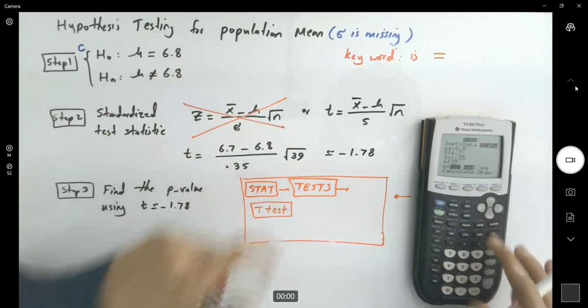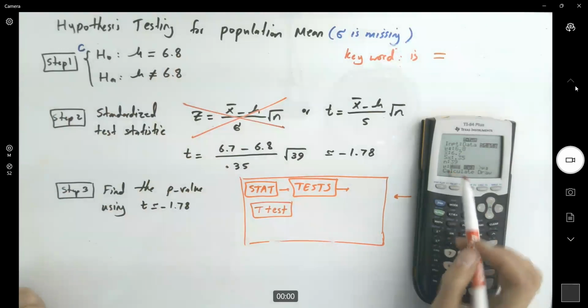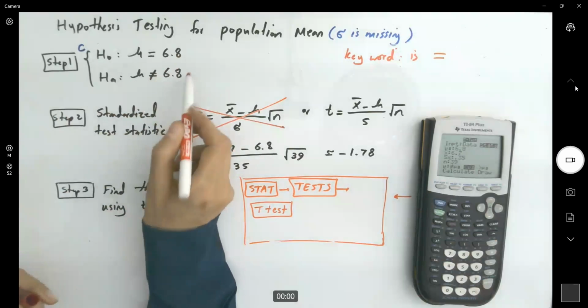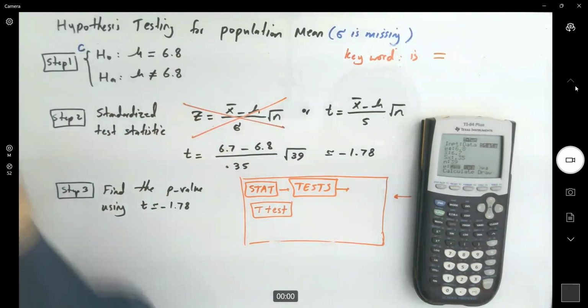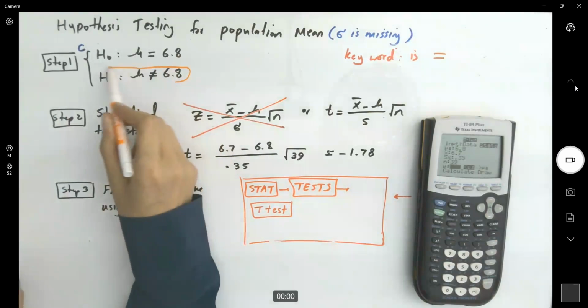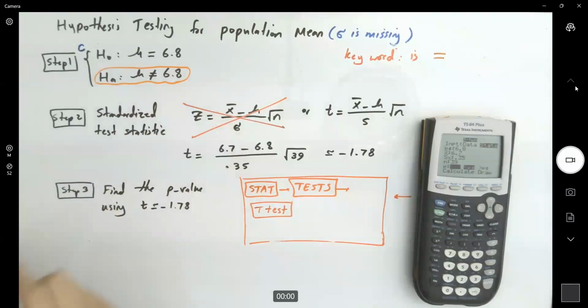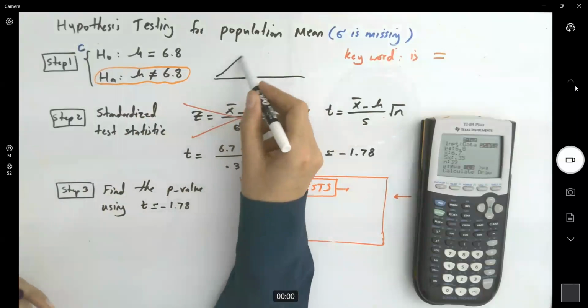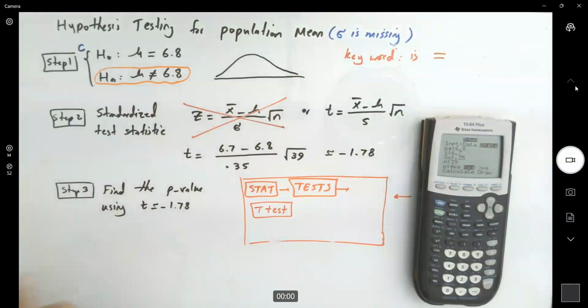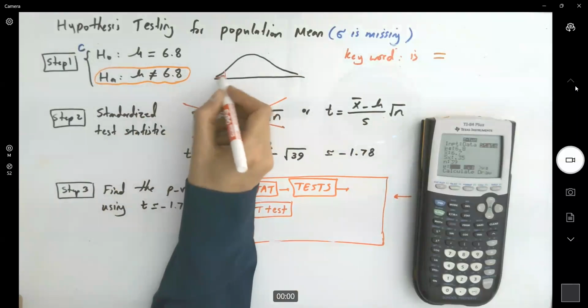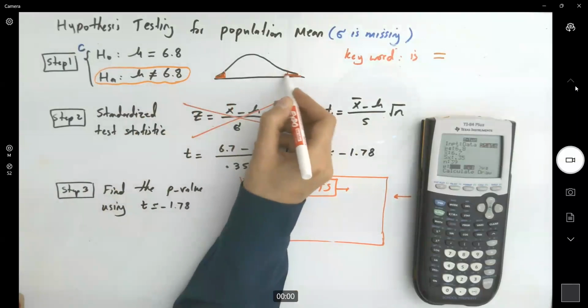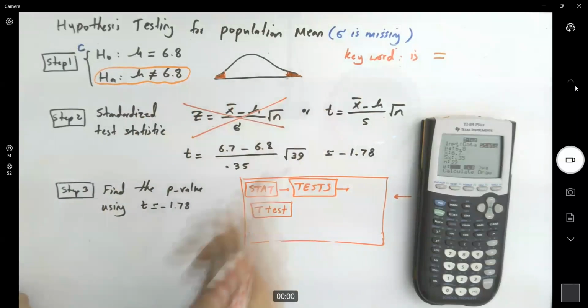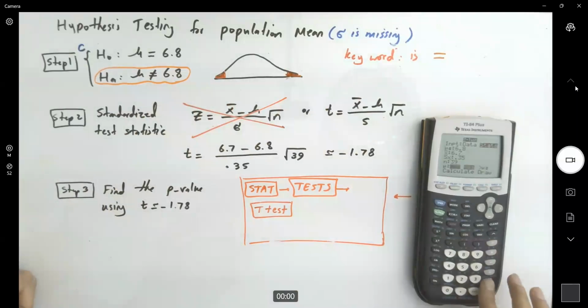And then now you have a two-tailed test. Why is that? Because it says not equal to. When it says not equal to, it means that you have a two-tailed test. It's either on the left or it is on the right. That's why we have a two-tailed test. Okay. So since I have a two-tailed test, I'm going to select two-tailed and do the calculation. Let's see what we have.